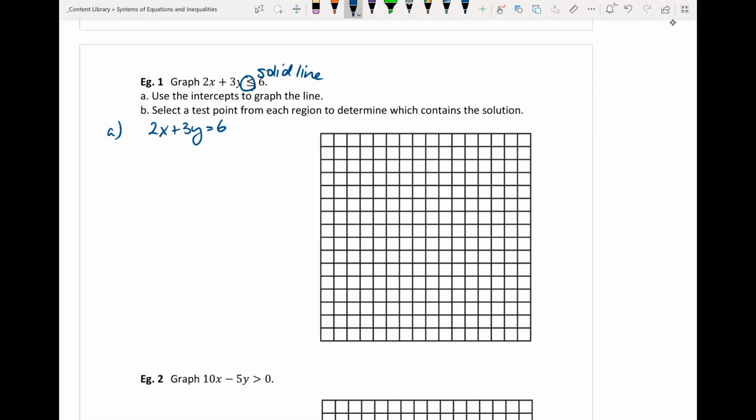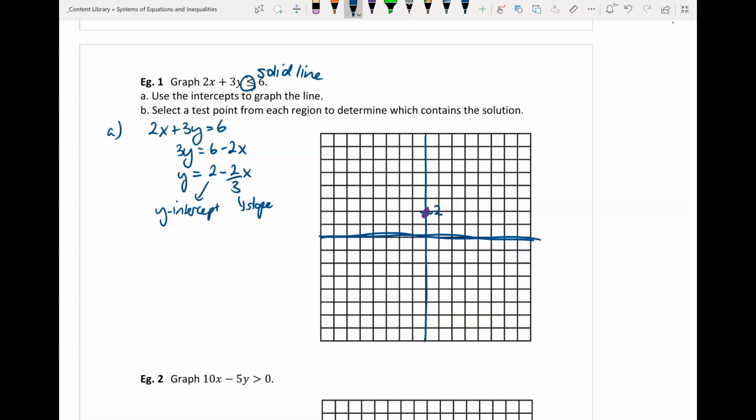And if I want to put it into slope-intercept form, I would rearrange so I can solve for y. I would divide both sides by 3. So negative 2 over 3 is my slope, and 2 is my y-intercept. So I'm going to go ahead and graph our y-intercept on our xy plane. So 2 would be here.